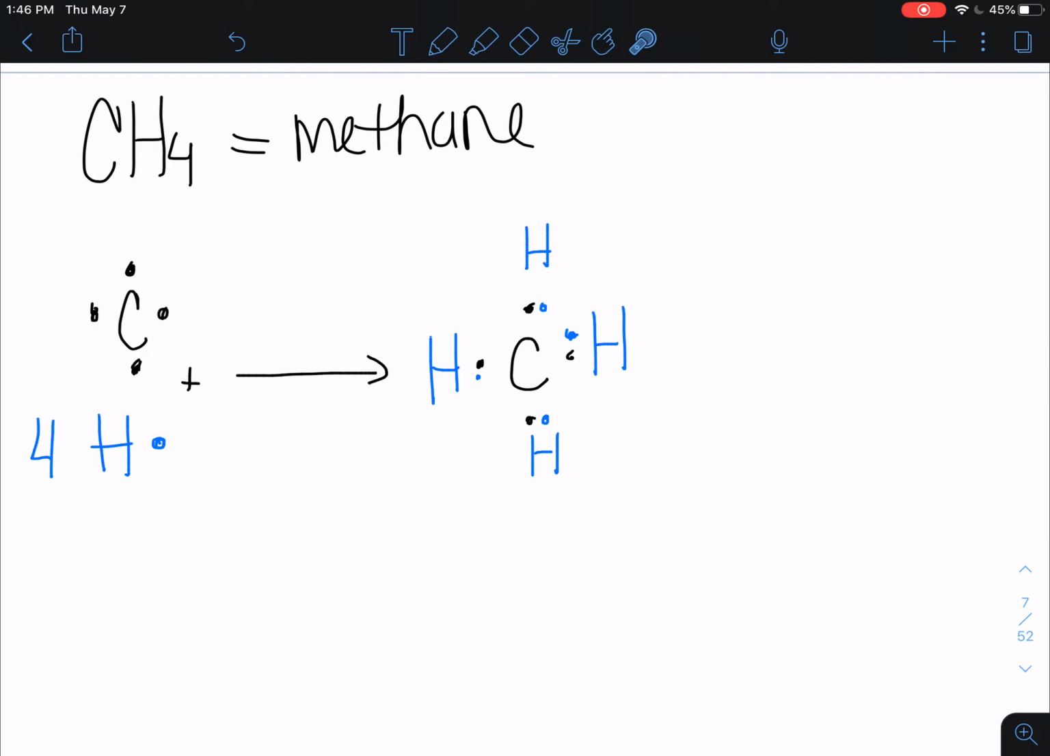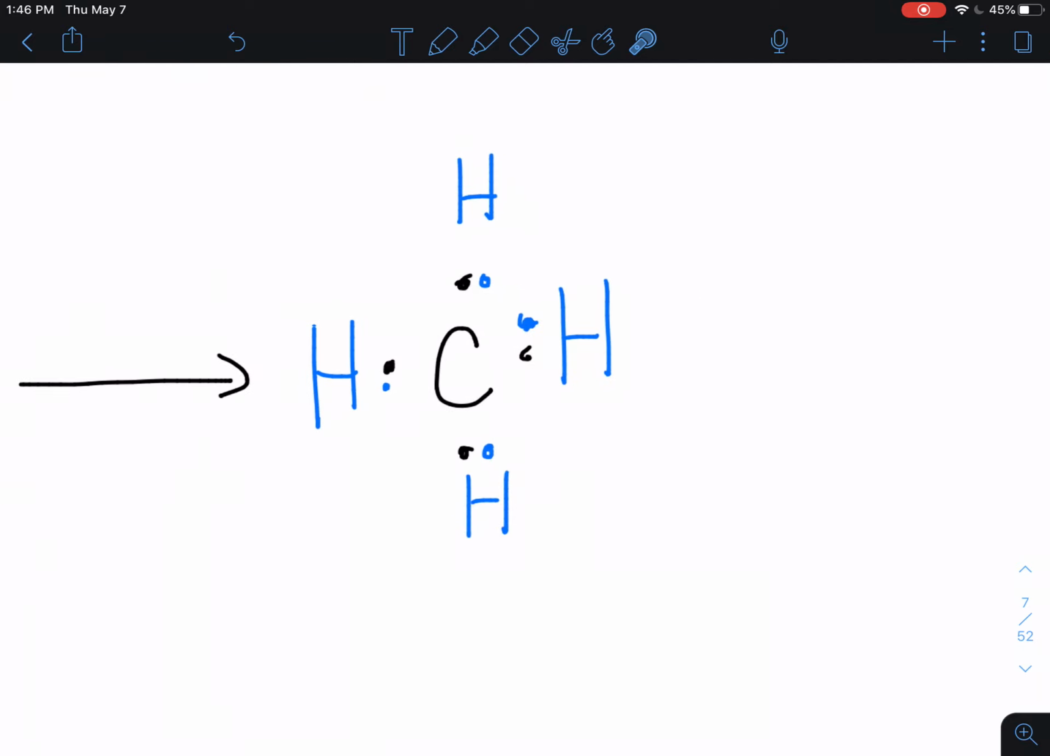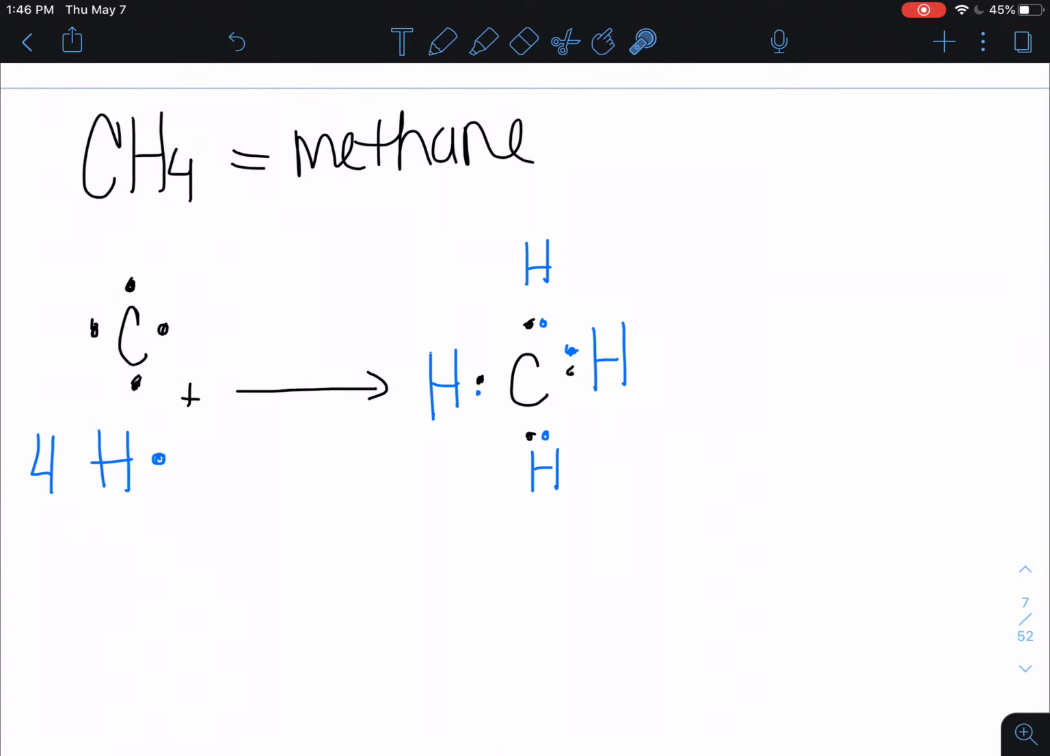And what you'll see here is, how many electrons are surrounded by carbon? 1, 2, 3, 4, 5, 6, 7, 8. So carbon has a full octet. And hydrogen is one of those exceptions. It doesn't need 8 electrons. It only needs 2 because it only has a 1s orbital. So it already has 1 electron, and it's only going to need 1 more to have a full valence. Each hydrogen atom has 1, 2. So this one's good, this one's good, this one's good, and this one's good.